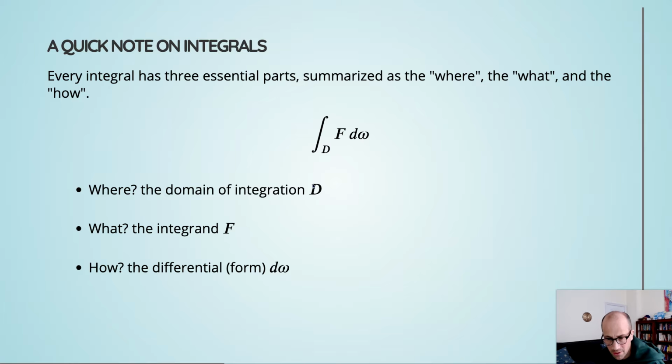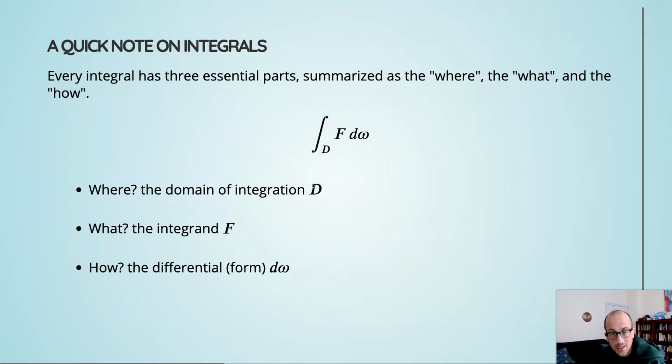And then lastly is the how. That's the most nebulous of them. Kind of like, how are we adding up all these values? We've got this integrand, some function, and it's defined everywhere in my domain D. And so I want to integrate. I want to add up all those values. But how can I do it? There's an infinite number in most cases.